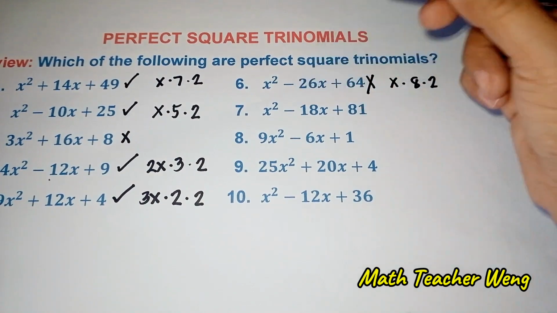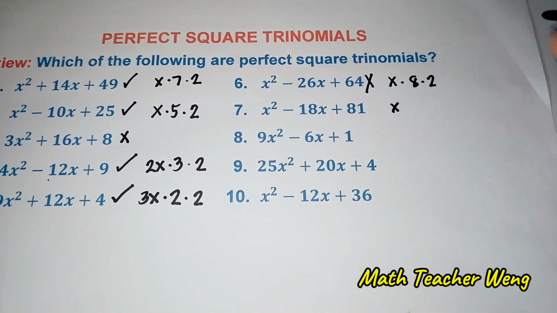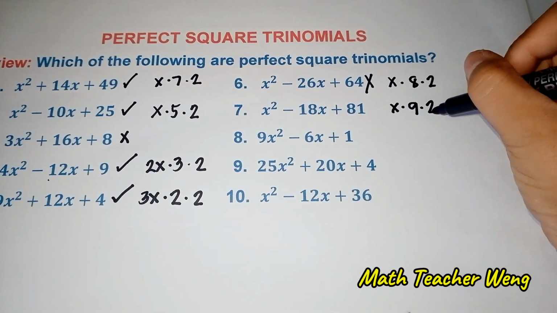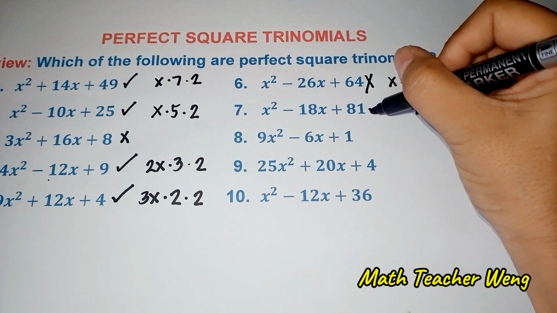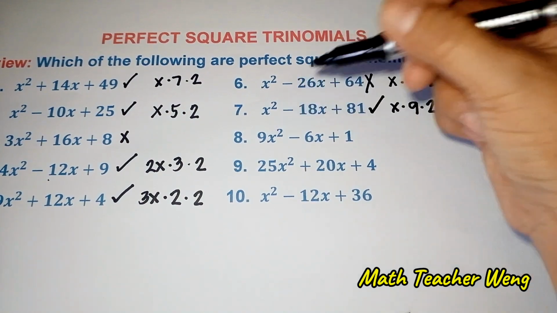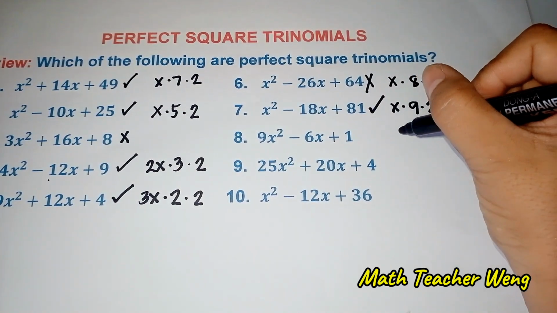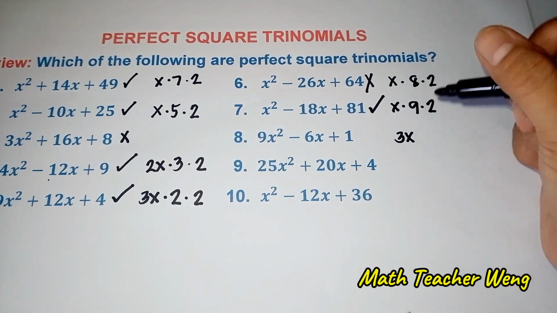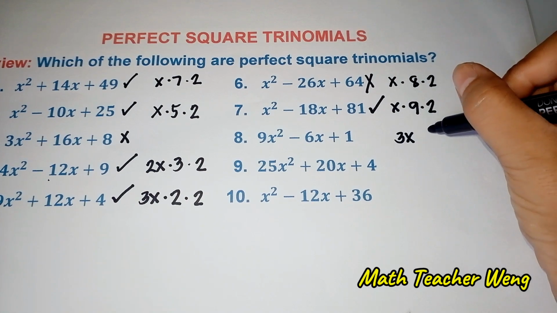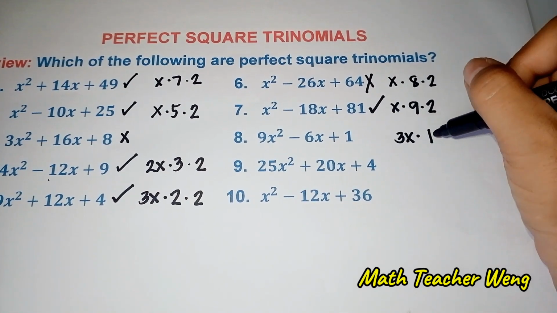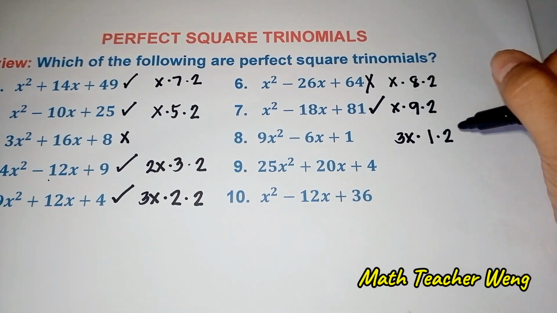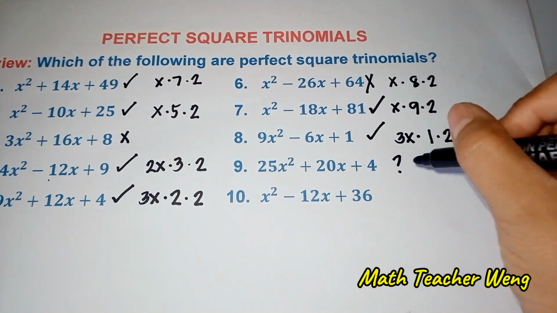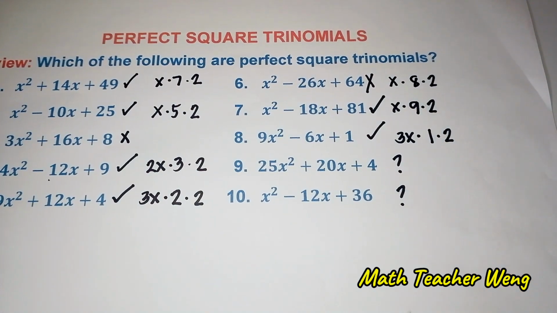Number 7. The square root of x squared is x. The square root of 81 is 9. x times 9 times 2, that's 18x. Correct. Number 8. The square root of 9x squared is 3x. The square root of 1 is 1. 3x times 1 times 2, that is 6x. Correct. How about number 9 and number 10? Think about it.